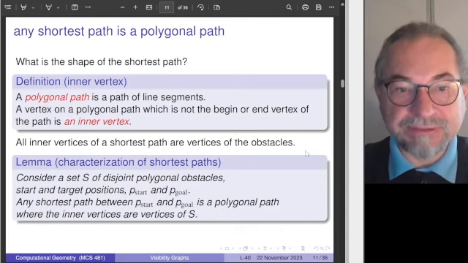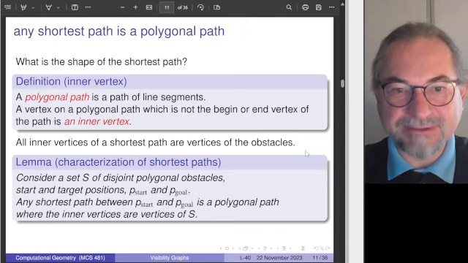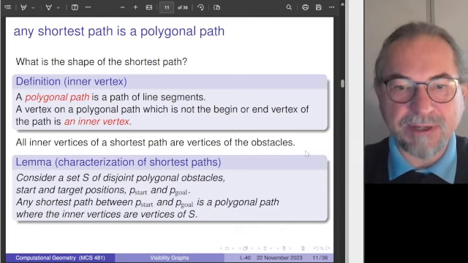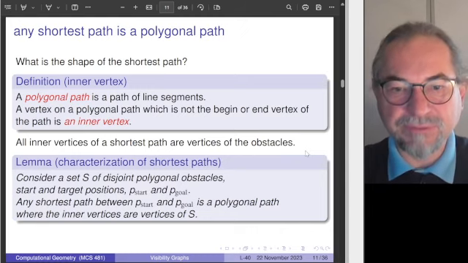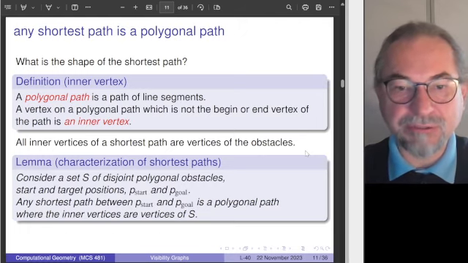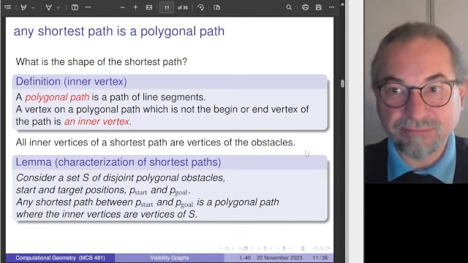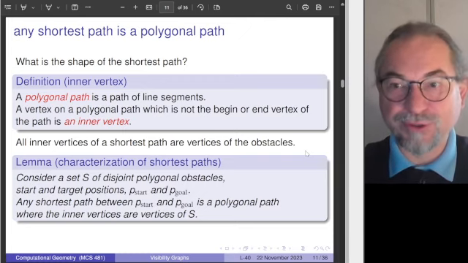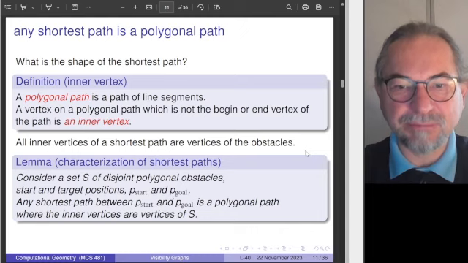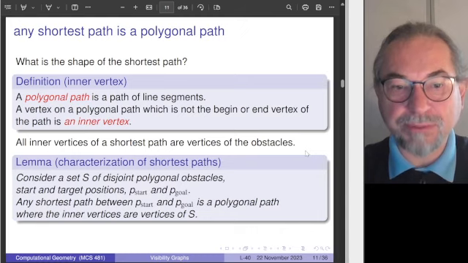So the important sentence here is spelled out in greater detail in the lemma. The lemma takes on input a set of disjoint polygonal obstacles. We have the coordinates of the start and the target position. And then any shortest path between start and target, no matter where they are, of course, the coordinates should be outside the obstacles. So any shortest path is actually a polygonal path where the inner vertices are vertices of the obstacles.